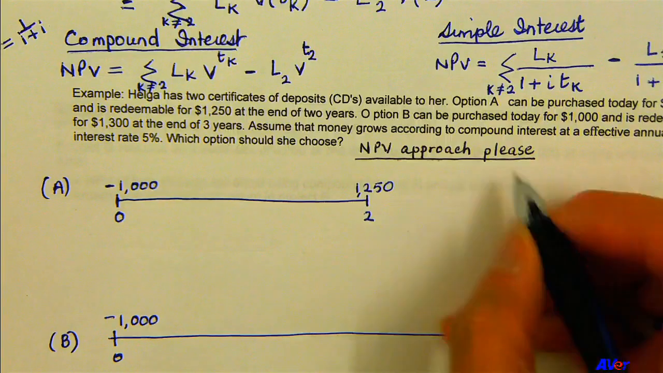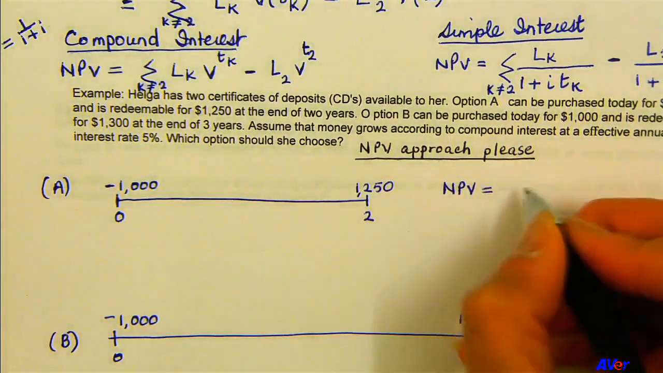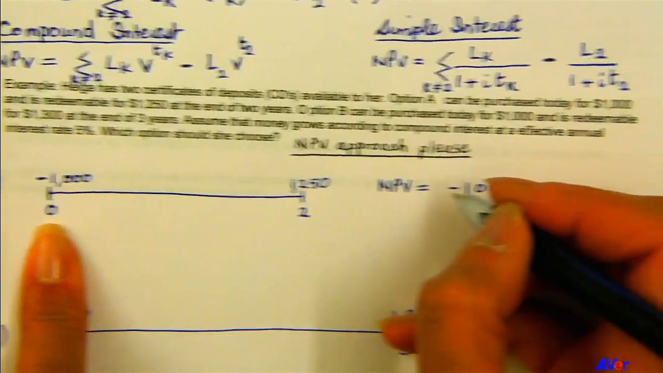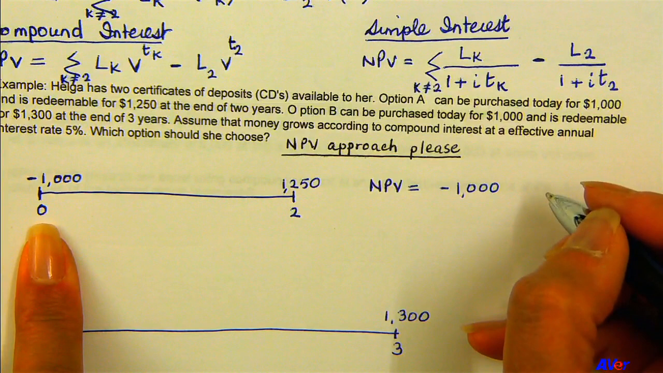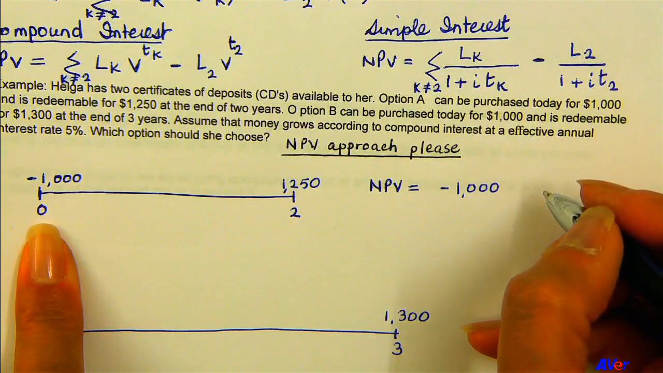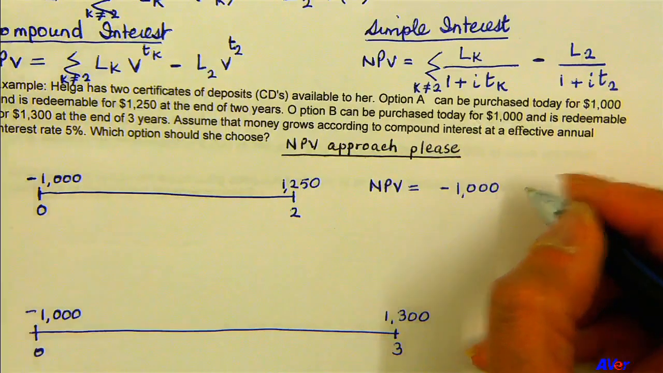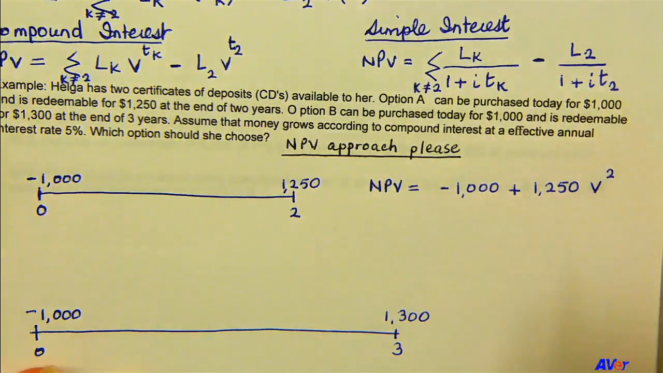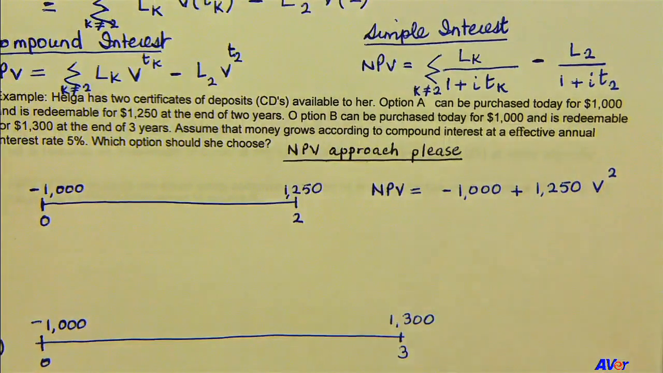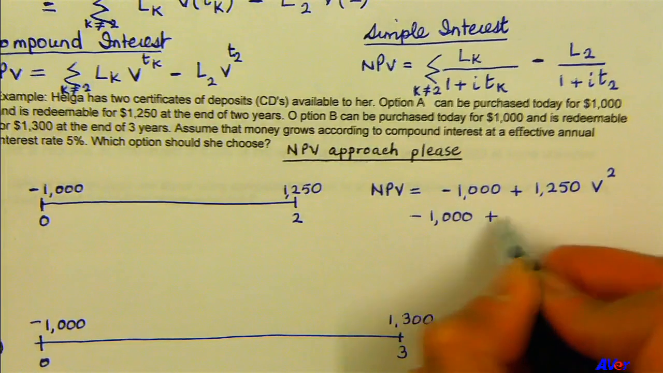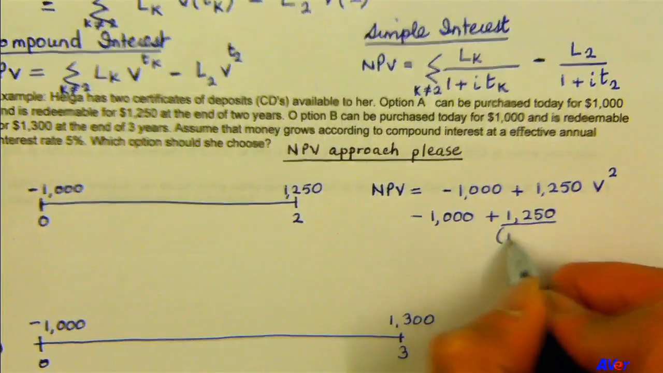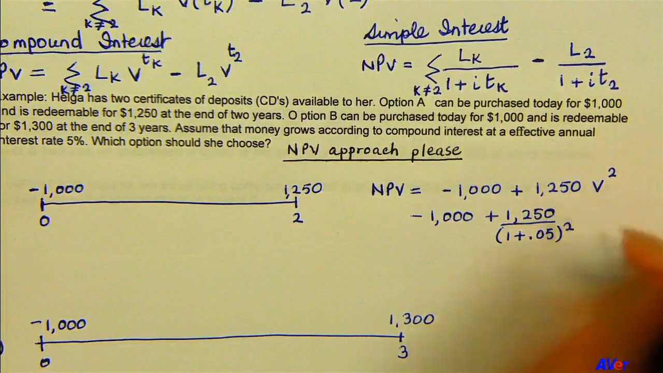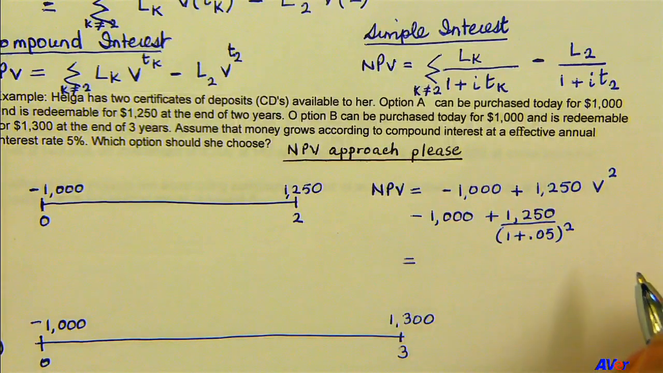So let me find the net present value here. Net present value equals what? Minus 1,000. I don't have to discount this at all because it's already at 0. This thing is happening at 0, right? Her deposit of 1,000. So I don't have to do anything there. Plus 1,250 V squared, where V is equal to 1 over 1 plus I, right? So minus 1,000 plus 1250 over 1 plus I, 0.05, to the 2 power. What do I get?